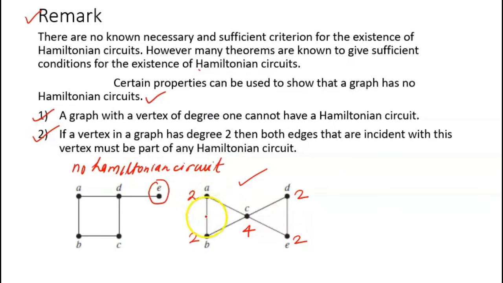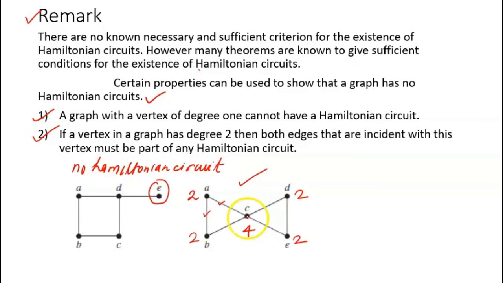Since A is of degree 2, it has two edges incident on it, this edge and this edge. So both these edges must be a part of any Hamilton circuit. So let us try to draw the circuit here. Suppose I start at A, and there are two possibilities. Either I can move from A to C, or I can move from A to B. So let us explore both of them. If I move from A to B, and since I want a Hamilton circuit, I have to touch all the vertices. So if I start at A, move to B, then I have to move to C, right?